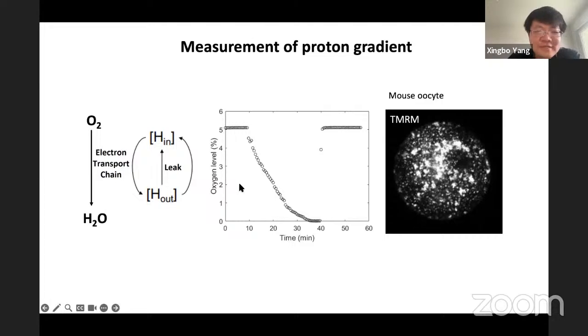Okay. See, so this leak, for example, is how it dissipates. There's leak, and of course there's dissipation through making ATP. So if you want this oxygen, consumption is used to help pump the protons.